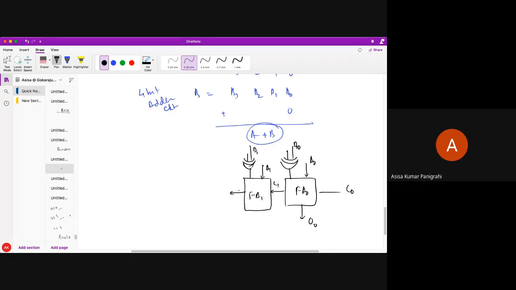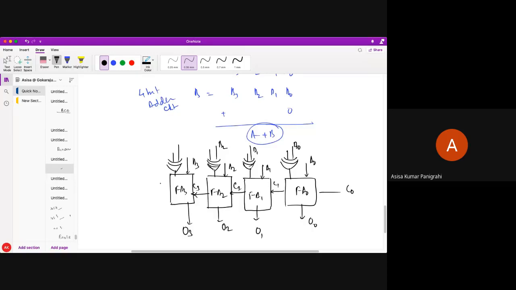Next C2, FA2. This is A2. This is through the XOR B2. C3. This is my FA3. This all gives the outputs O1, O2, O3, and this is my A3.